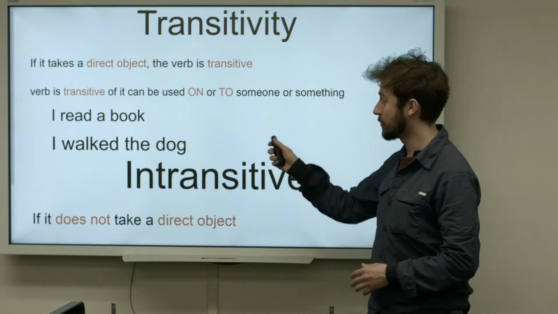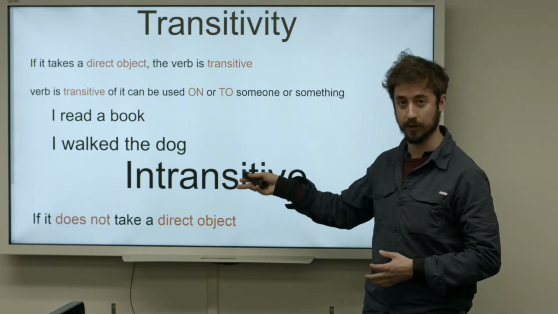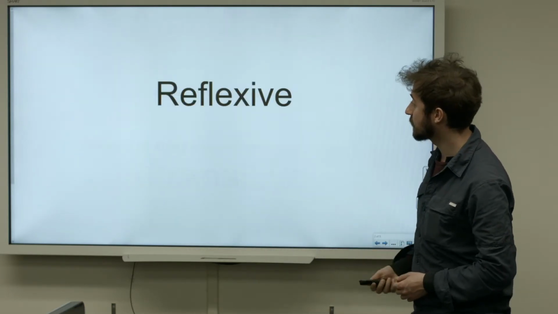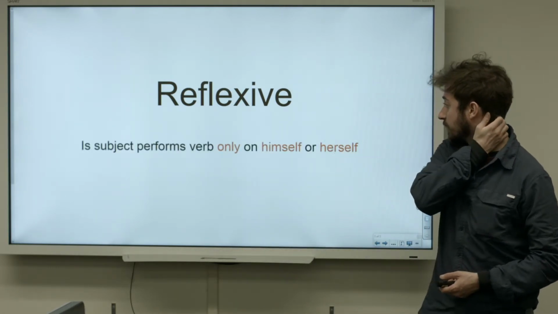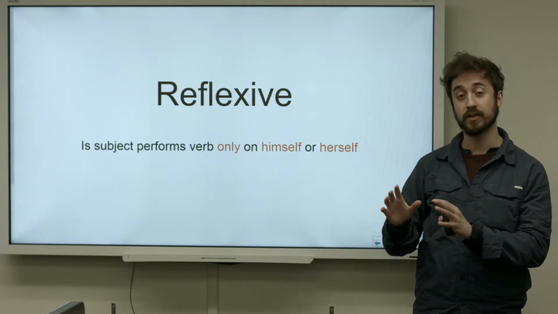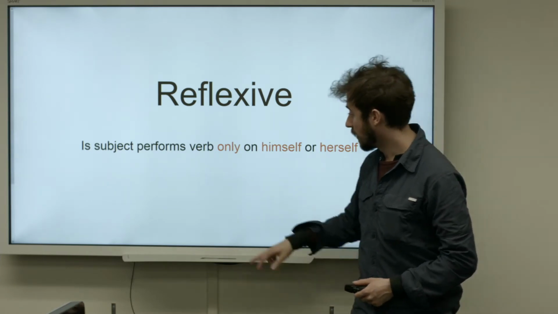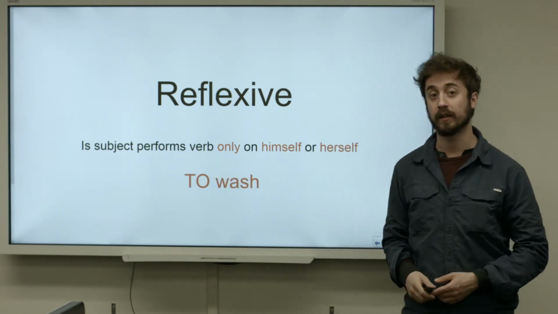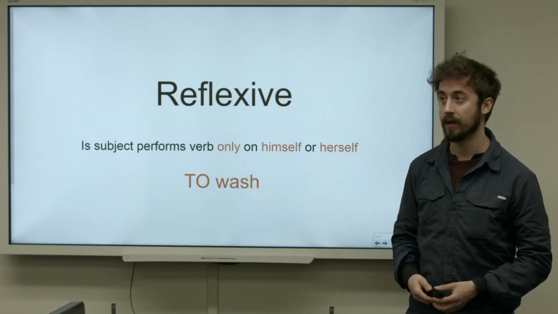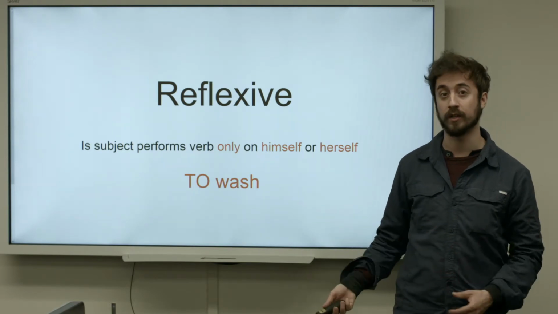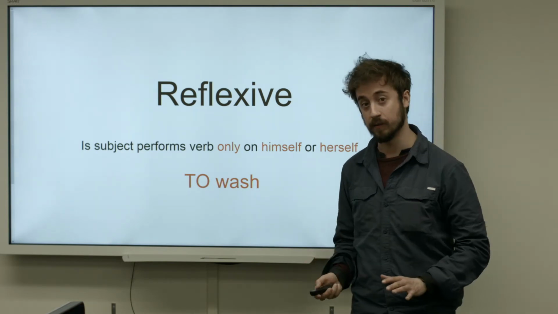Don't get too overwhelmed by this. This is just to begin to familiarize you with the concept. You don't have to be an expert on this stuff. And then lastly is reflexive. A reflexive verb is a verb that is done by the subject of the sentence only to the subject of the sentence. An example would be to wash. Hypothetically, you could wash someone else, and that would be transitive, but it can also be used in the reflexive sense if you're washing yourself. So just keep that in the back of your mind as we move on.